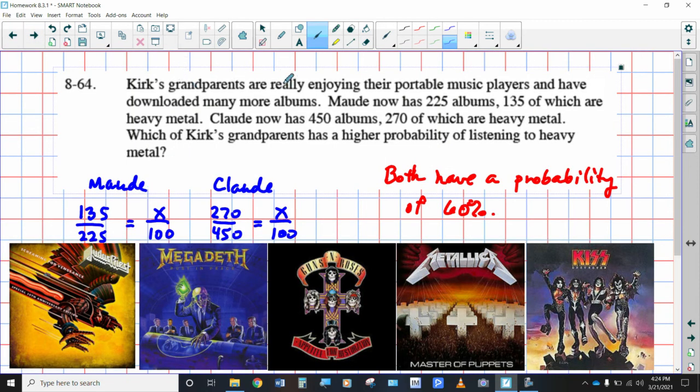All right, Kirk's parents are really enjoying their portable music players and have downloaded many more albums. Maud now has 225 albums, 135 of which are heavy metal.